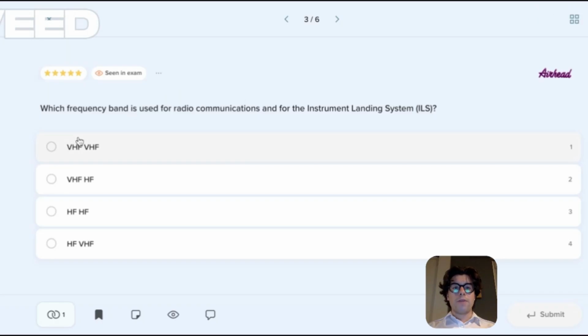Also, the VHF frequency is shared by the VORs, and in order to distinguish them, the odd frequencies, so the odd decimals, are reserved for the ILS, and the even are reserved for the VOR. So, for example, if the VOR is 108.8, the ILS would be 108.7. And then so VHF and VHF.